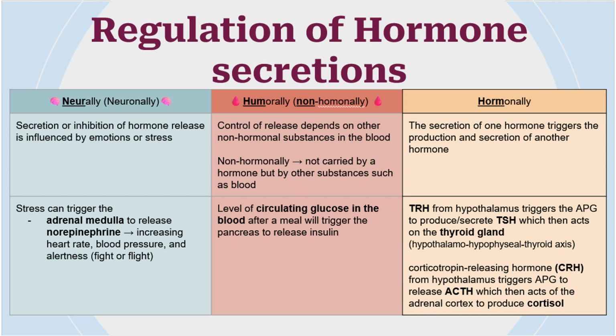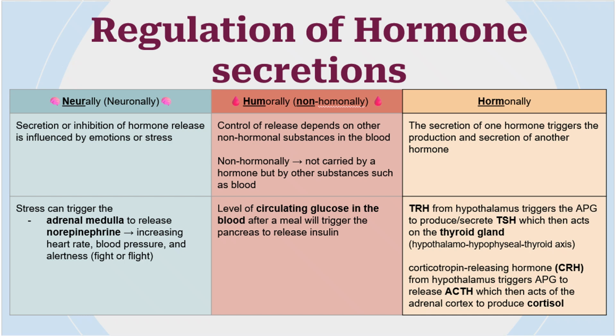Hormones can be regulated humorally, neurally, or hormonally. Neurally means the secretion or inhibition of hormones released is influenced by emotions or stress. Stress can trigger the adrenal medulla of the adrenal gland to release norepinephrine, increasing heart rate, blood pressure, and alertness to surroundings, triggering that fight or flight response.